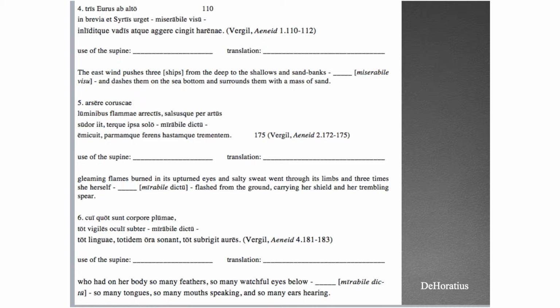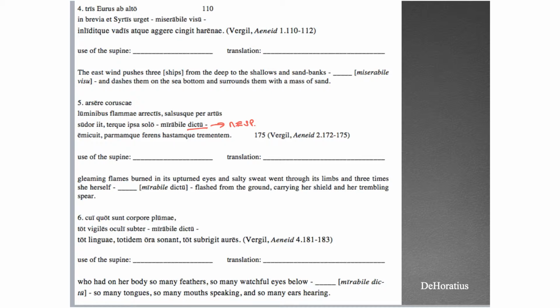All right, arcera caruscae luminibus flammae arectis salsusque per artus sudor iet terque ipsa solo mirabile dictu amicuit parmamque ferens hastamque trementem. So here's my supine in the ablative. That's going to be that respect or specification.